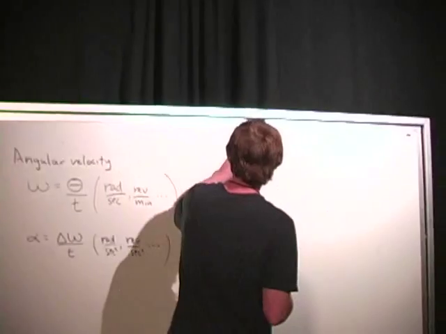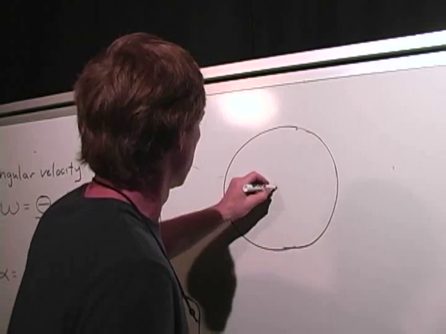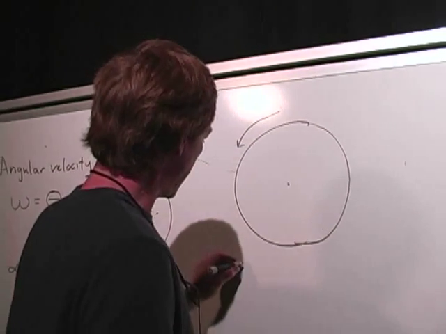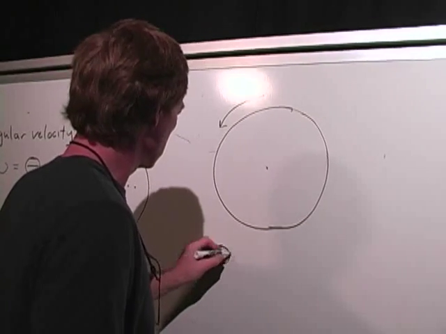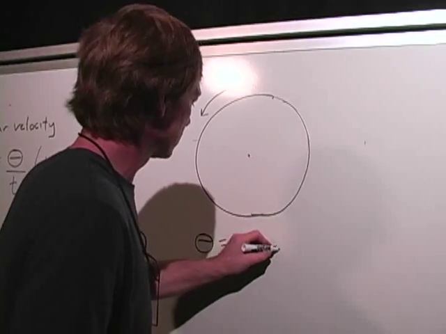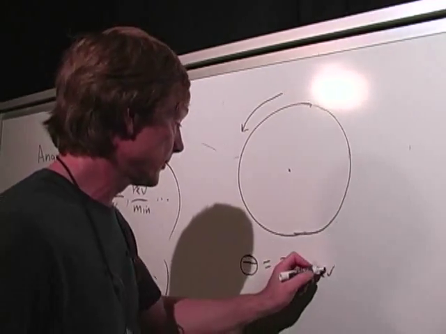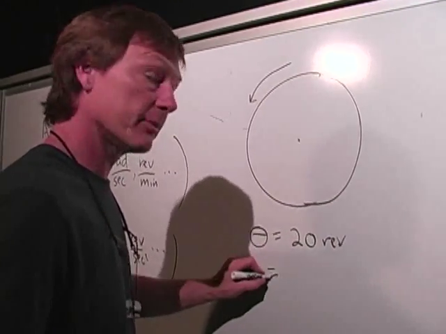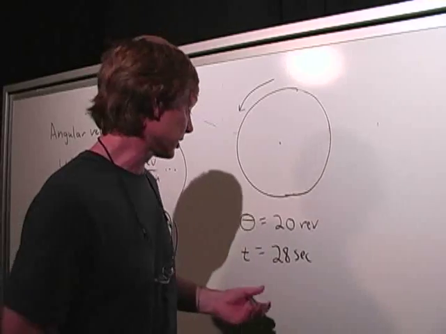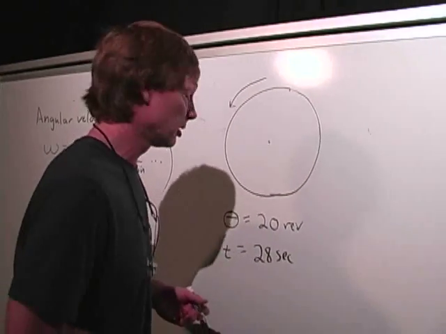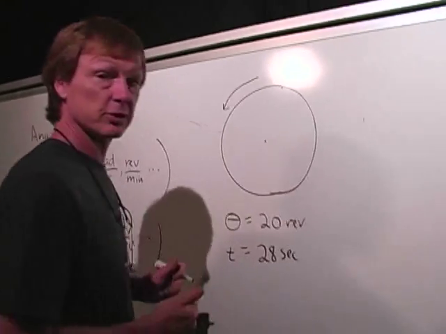So I've got a tire here, or a wheel, and it's moving in this direction. It moves through an angle of 20 revolutions. We could convert that to radians if you wanted, but revolutions is an equally valid angle. And it did it in a time of 28 seconds. So right off I can see this is going to be less than a revolution per second. By the way, you can run that at home with a stopwatch. See what you get. So 20 revolutions, 28 seconds.